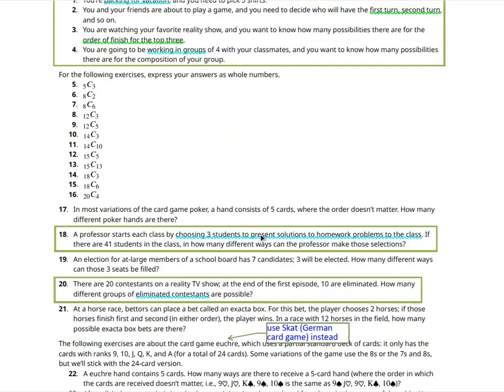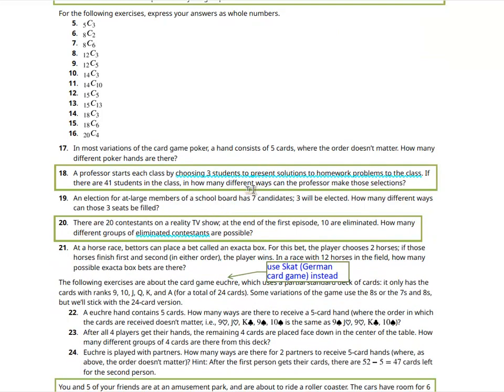So the professor here is choosing 3 students. It doesn't matter in which order they go. They just present 3 different solutions. So it ought to be a combination unless everyone is getting assigned a certain homework problem or getting into a certain order, then it would be a permutation. I think this one here looks like a combination as well.